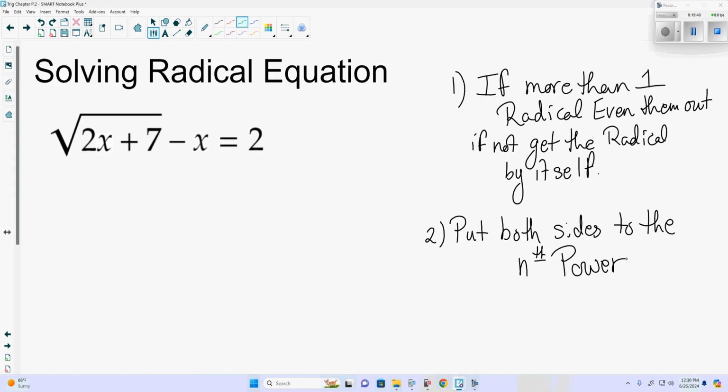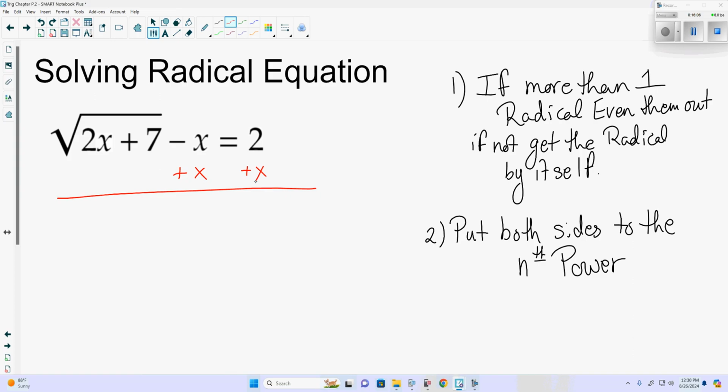So if we look at this one here, square root of 2x plus 7 minus x equals 2. Well, there's not more than one radical, so we don't have to even them out. If not, get the radical by itself. So the first thing we need to do for this here is to get the radical by itself. Well, the only thing with the radical is our minus x.